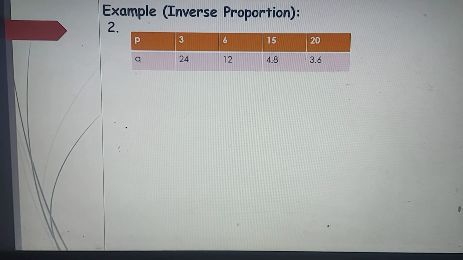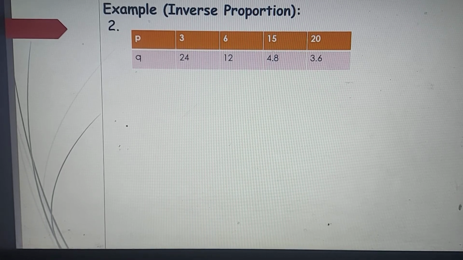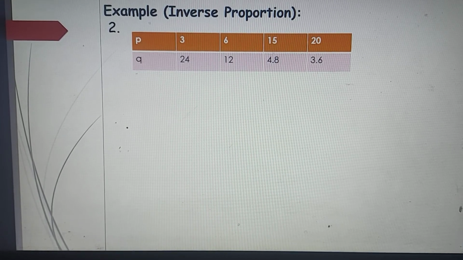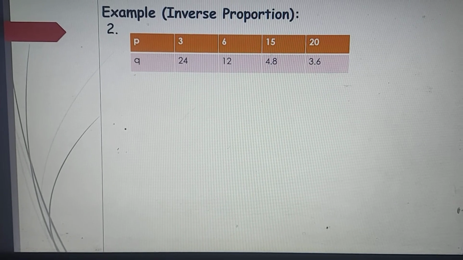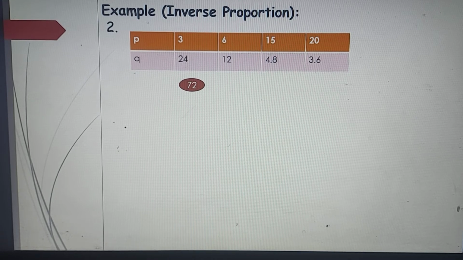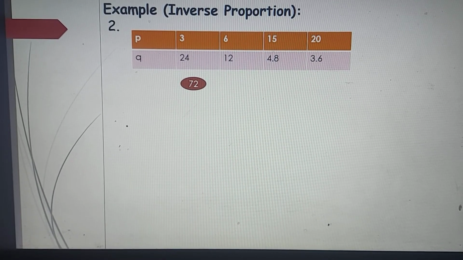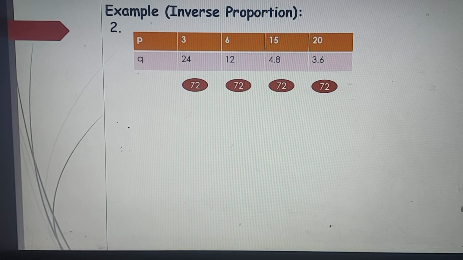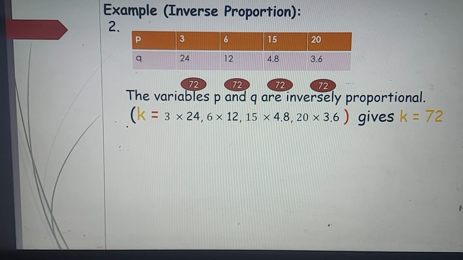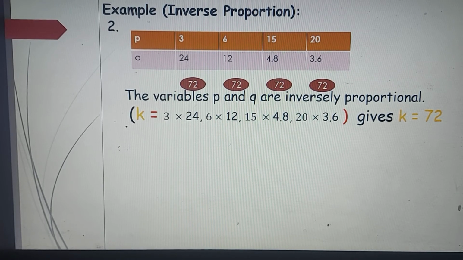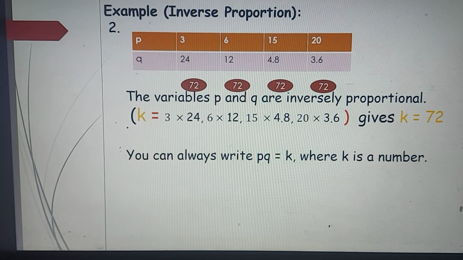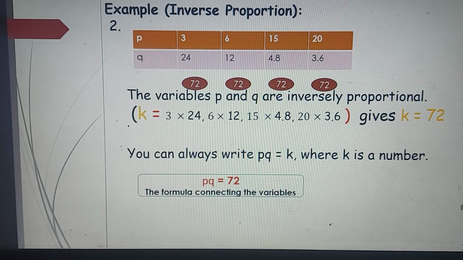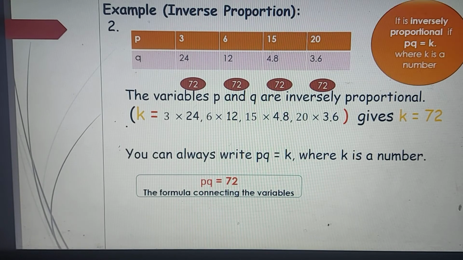Example 2. P and Q are inversely proportional, as you can see, but we need to check if we have the same constant number in each column. And how do we check? We need to take the product of P and Q. In the first one, you multiply 3 by 24, you have 72. You multiply 6 by 12, you have 72. You multiply 15 by 4.8, you have 72. You multiply 20 by 3.6, you have 72. So the variables P and Q are inversely proportional, as the constant number for each of them is the same. When you're done, you also need to write a formula connecting P and Q. So the formula connecting P and Q is PQ equals 72.